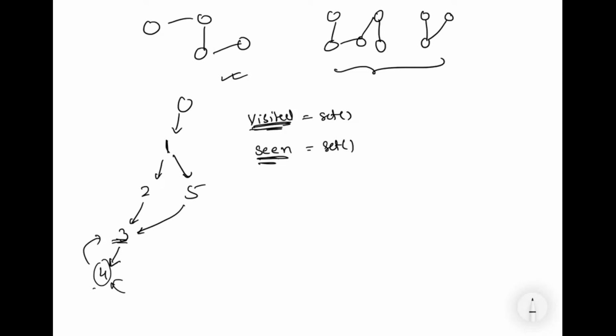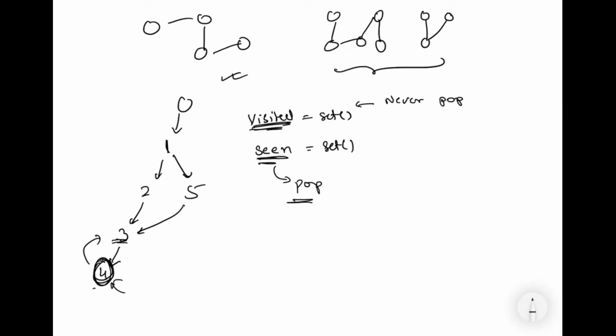When I'm coming backwards, when I'm exhausted from 4, there is no way I can go, so I come back to 3, right? That happens through a recursion call. The recursion gets over, so I come back to the previous recursion stack. So the moment I'm returning, what I want to do is pop from seen. In the visited set, there is no pop, never a pop operation. But here we will pop when we reach a node from where we cannot go any further.